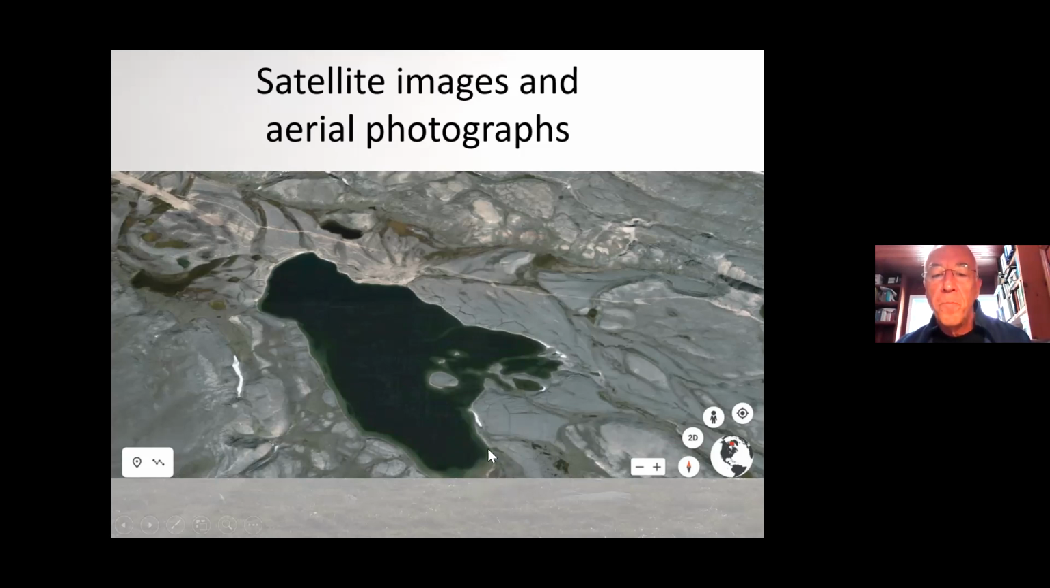There's a few features here that look like frost mounds that could indicate presence of ice. And again, if you look closely, you'll see here that there's a pingo being formed in a drained lake area. So just by looking very quickly at an aerial photo, in this case a satellite image, you can get lots of very useful and helpful information on your site.